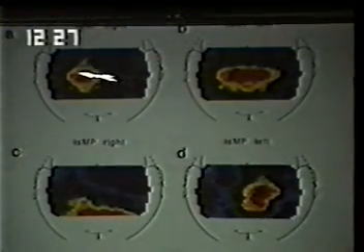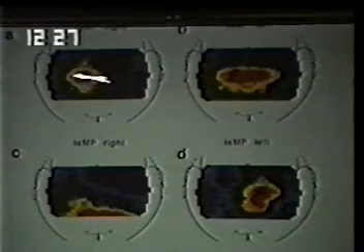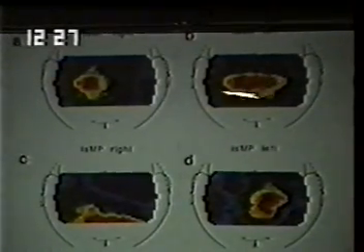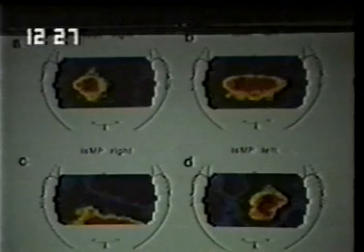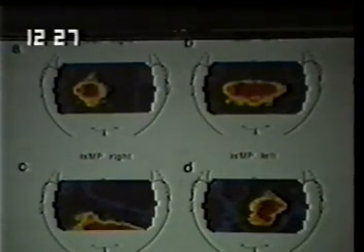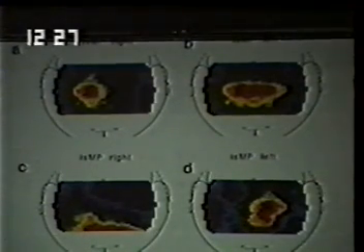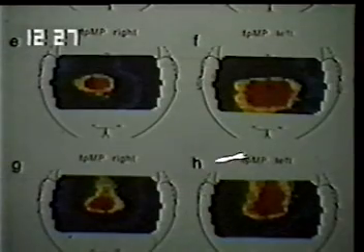You can see that the topography of the motor potential here is fairly good, but that it falls apart over here. It becomes much more diffuse. And that's one of the things that one can see in this particular circumstance. Additionally, let's look down to this recording over here, for example.